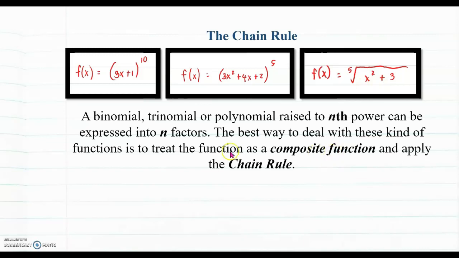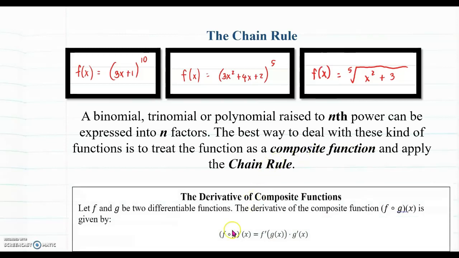Now, a binomial, trinomial, or polynomial raised to the nth power can be expressed into n factors. And the best way to deal with these kinds of functions is to treat them as a composite function and apply the chain rule. The chain rule helps you save time in finding the derivative of these kinds of functions.